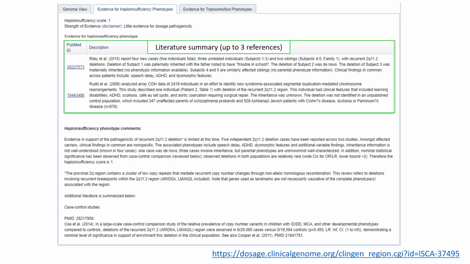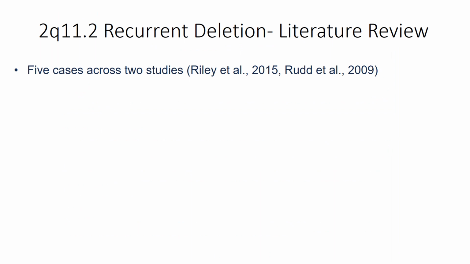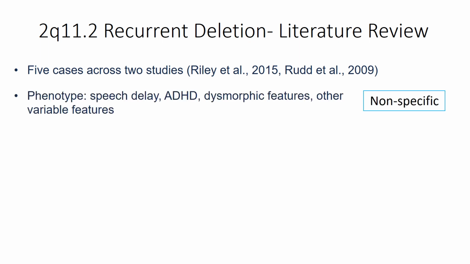So let's take a look at the literature. After confirming no new literature exists, we can summarize the two studies that have been reported with the phenotypic association for deletions of this region, which were summarized in the ClinGen review. Between these two studies, 5 unrelated cases were identified. The phenotyping common across reported patients included speech delay, ADHD, dysmorphic features, and other variable features, which are generally nonspecific.